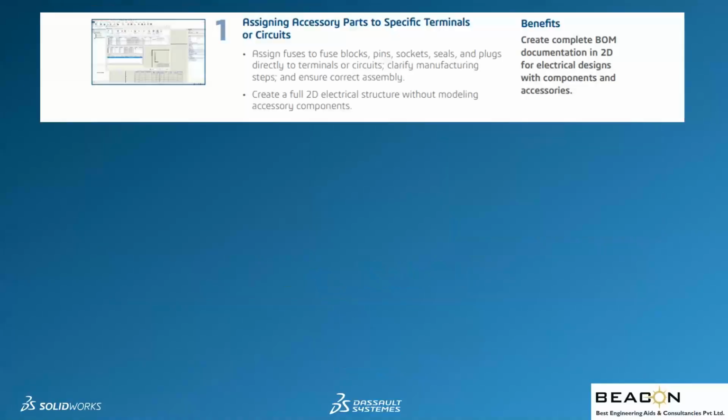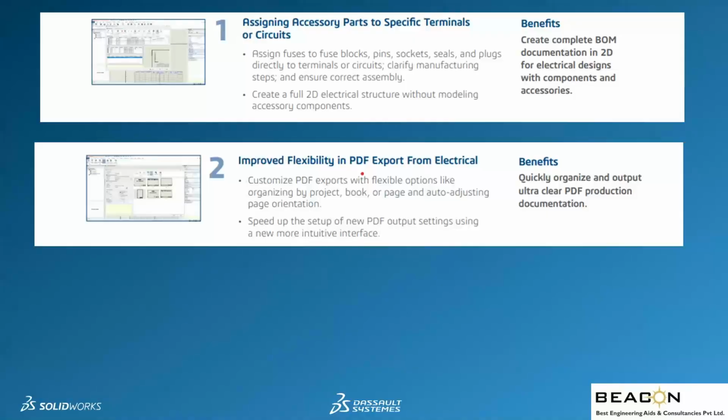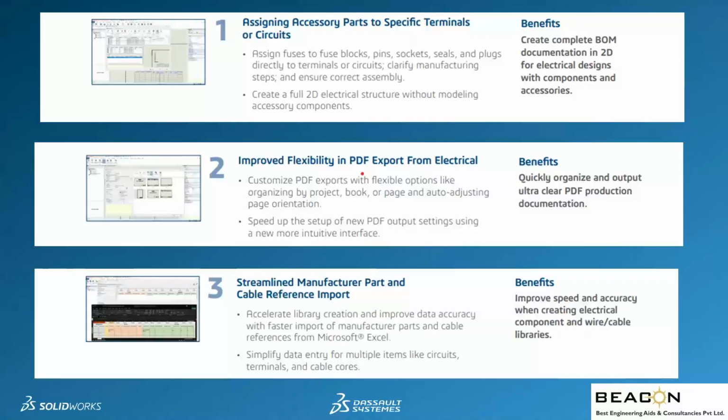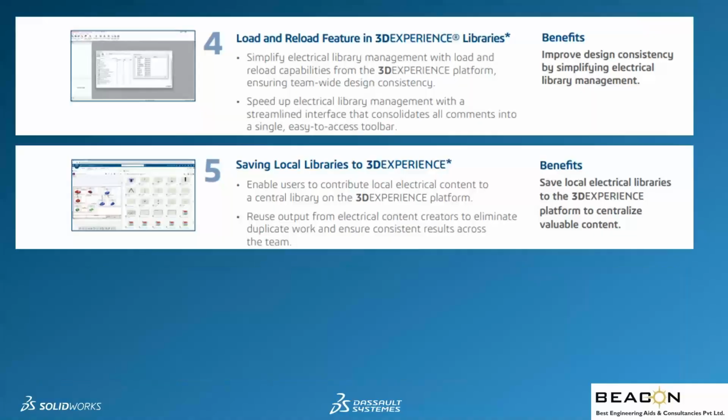So the first development under 2D we saw was assigning the accessory part. So association, how to do it. On the right hand side, we can see the benefits. The second one, we saw PDF export, and how the benefits are, you can quickly organize it. Manufacturing part and cable reference import, we have seen. Import allowed us to quickly add the data.